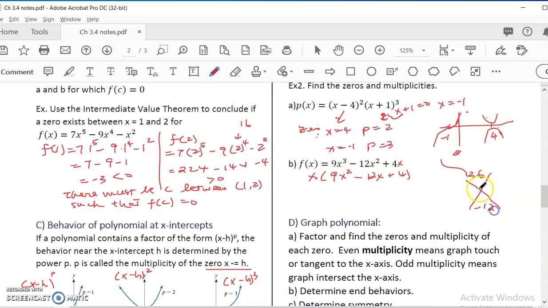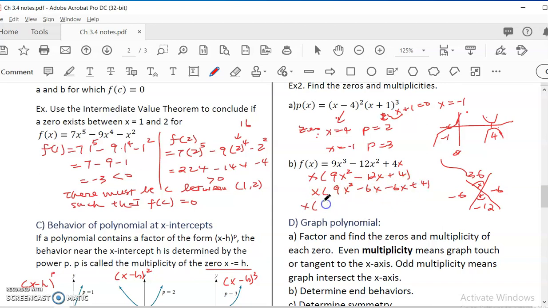Then negative 12. Think of two numbers. When you multiply them, they are 36. When you add them, they are negative 12. So it will be 6 and negative 6. Well, actually, both negative 6, because when you multiply them it's positive, and when you add them it's negative 12. So x, we have to do grouping. 6 is not the answer. So 9x squared minus 6x minus another 6x plus 4.